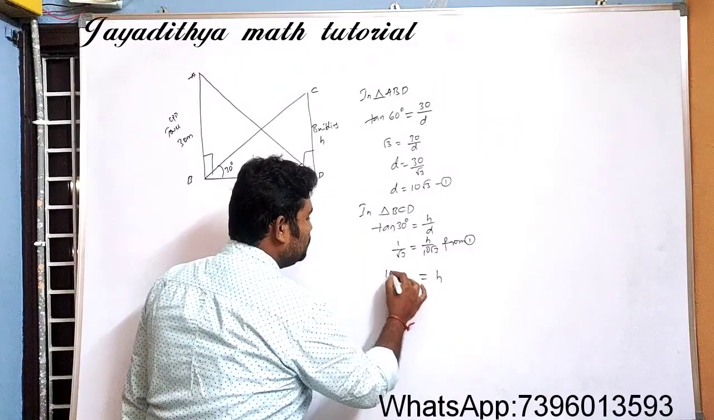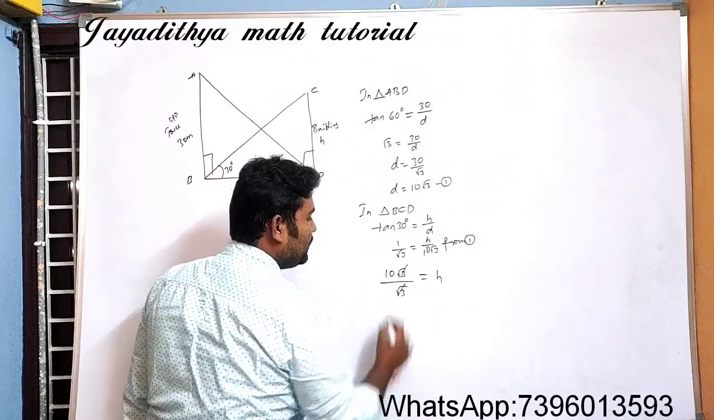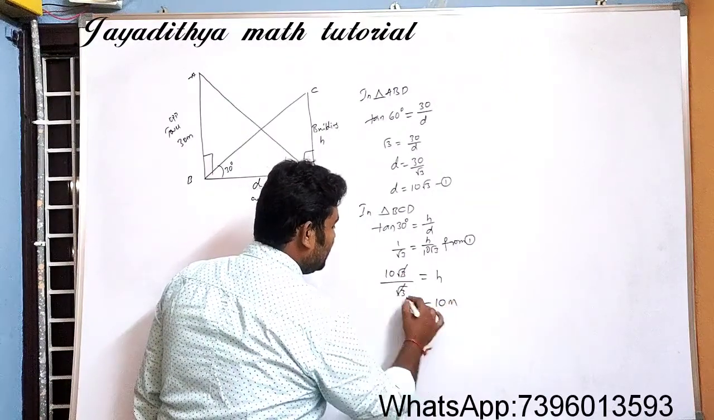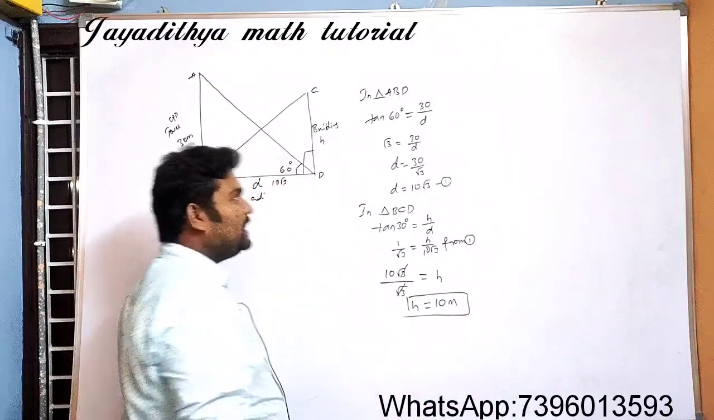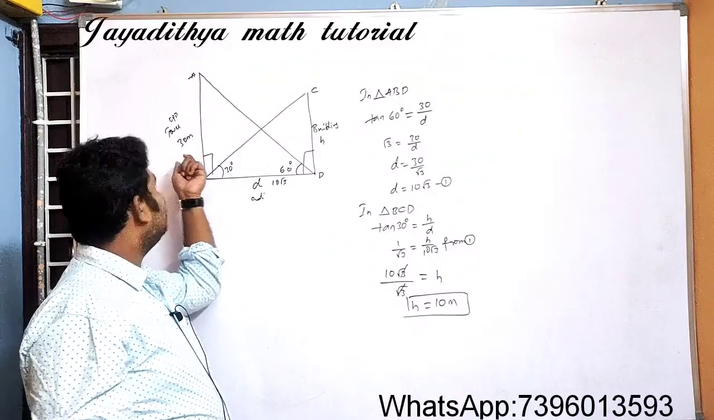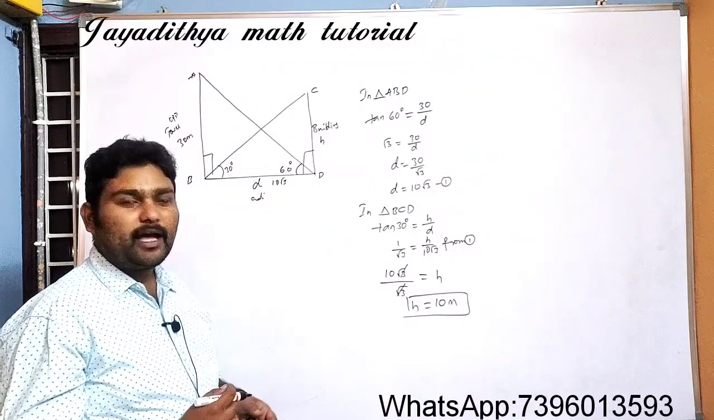So h is equal to 10 root 3 by root 3. Root 3 and root 3 get cancelled. So h is equal to how much? 10 meters. You should never forget units. Here the units for the tower are given as meters, so you should also take the same units for the height of the building.